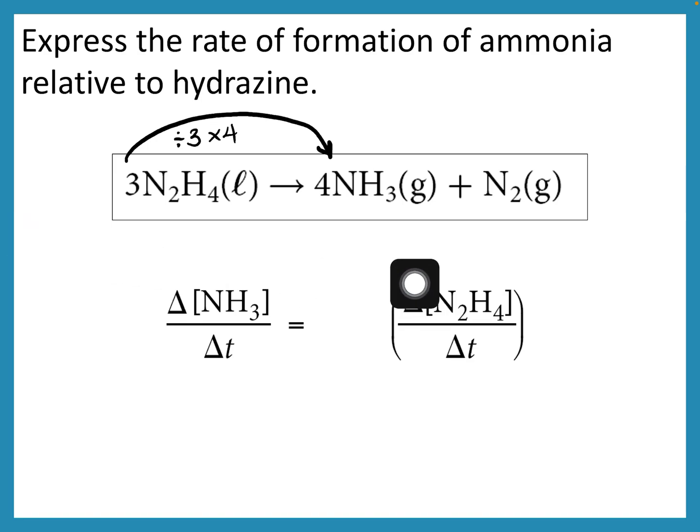So there's my change in hydrazine concentration. The negative is going to account for the difference in consumption versus production. And then I have divided by 3 and times 4, or as we write it as a fraction, 4/3. So multiplying by 4, dividing by 3. So that is how we can calculate the change in rate of any particular reactant or product based on already knowing the rate of another. So our stoichiometry comes into play here.